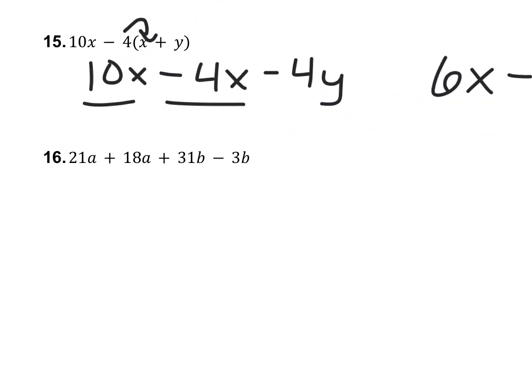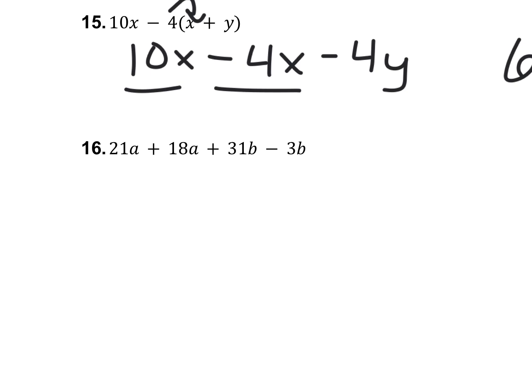Last one here. 21a plus 18a plus 31b minus 3b. Do we have like terms? Yes. How many sets? 2. What's the first set? 21a and 18a. What's the second set? 31b and negative 3b, right? Yep. So what's 21 plus 18? 39.